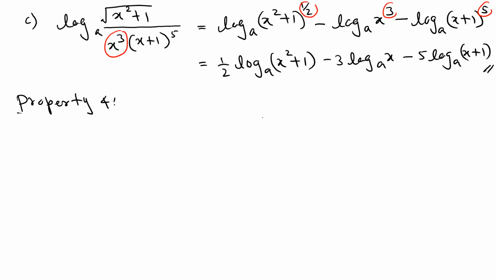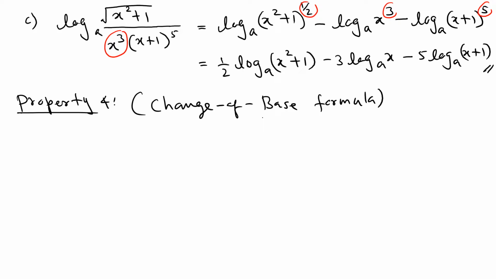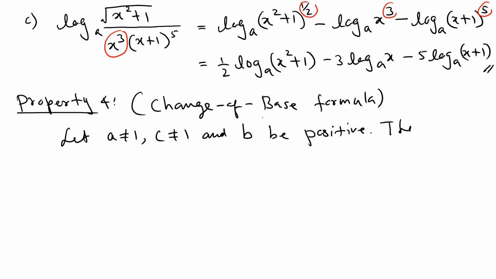Property number 4, this is what we know, change of base formula. So we have two bases, A and C, and B is just a number. A, B, and C are positive real numbers. Then we have this interesting result.